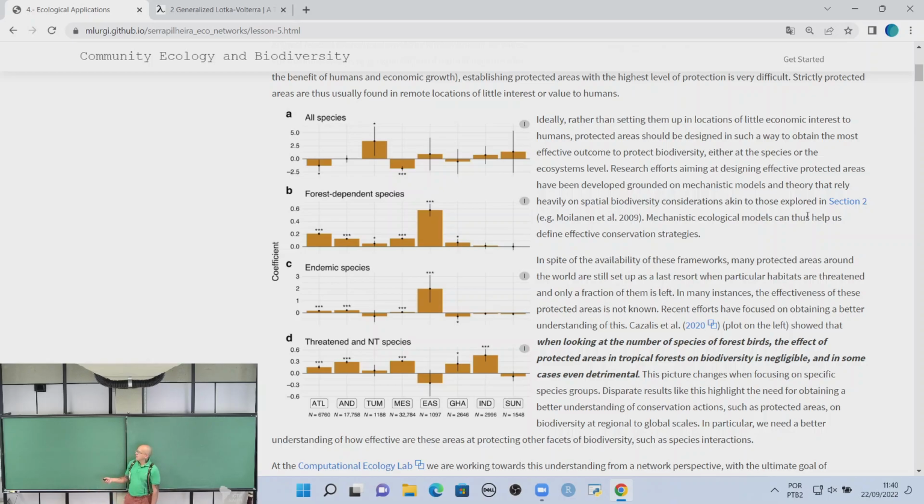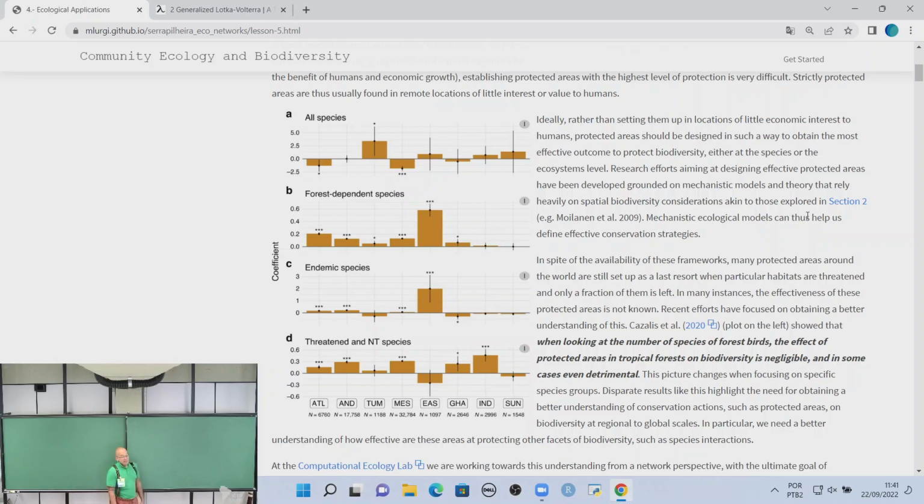So for example, in this paper that came out 2 years ago, they showed that at least for these places here, which are tropical rainforests in different parts of the world, if you only focus on species of forest birds, biodiversity is not better off within the protected areas when compared with equivalent communities outside of protected areas. This can be a little bit misleading because obviously you can have spillover effects from the protected areas and so on. But still, you should expect a stronger effect of the protected area.